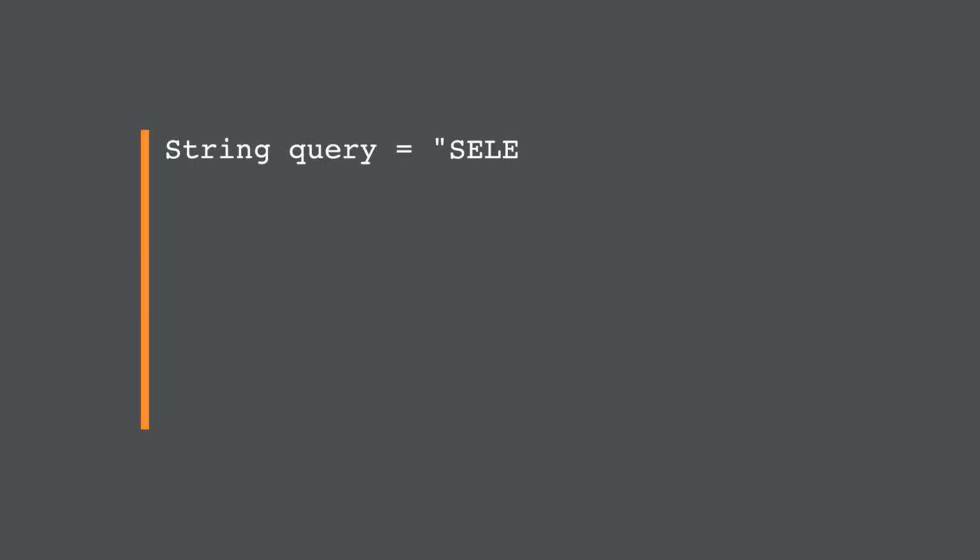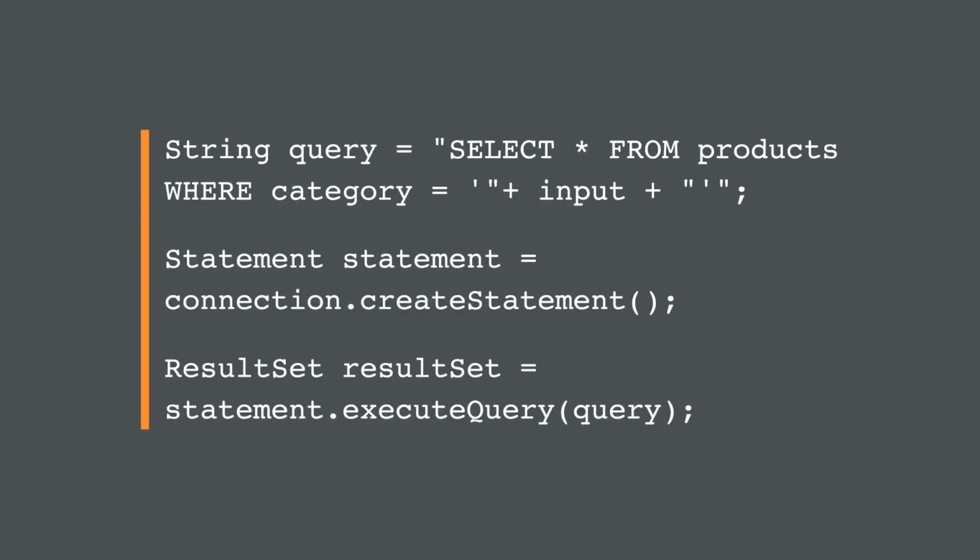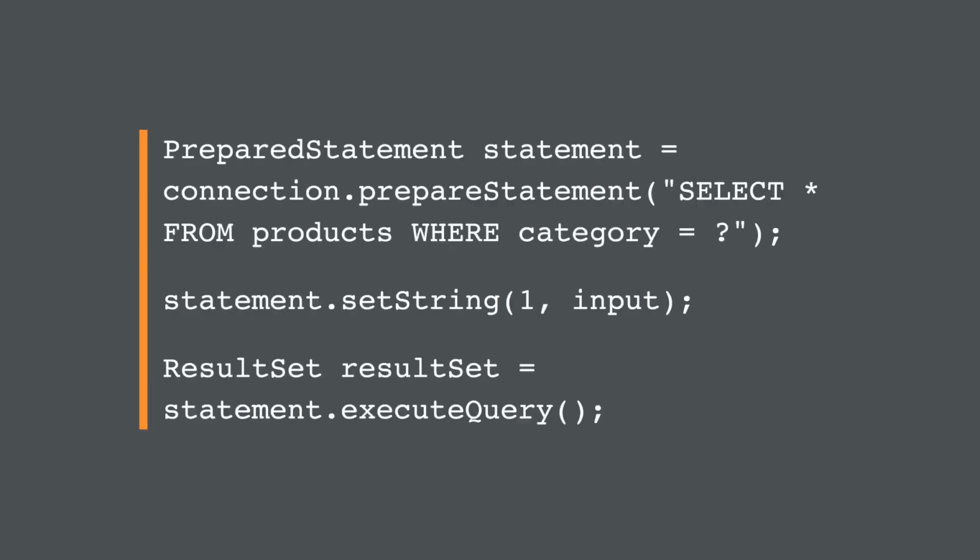Most instances of SQL injection can be prevented by using parameterized queries instead of string concatenation within the query. This code is vulnerable to SQL injection because the user input is concatenated directly into the query. The code can be easily rewritten in a way that prevents the user input from interfering with the query structure.